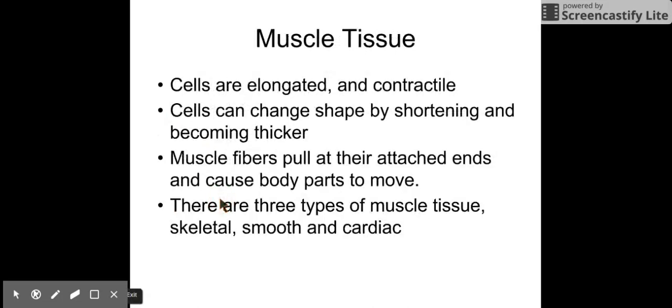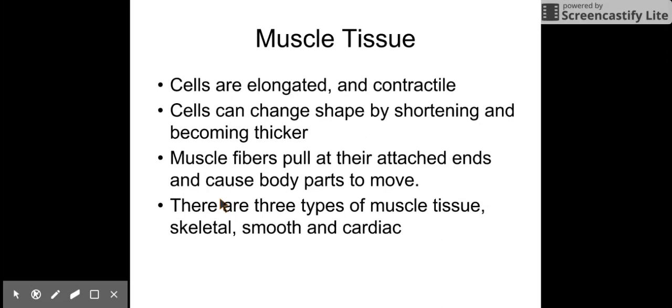The different things about muscle tissue, these are elongated cells, and they are contractile, which means they're built to change shape, to shorten and become thicker. And what they do is they pull at their attached ends, thickening in the middle so that they can create movement.